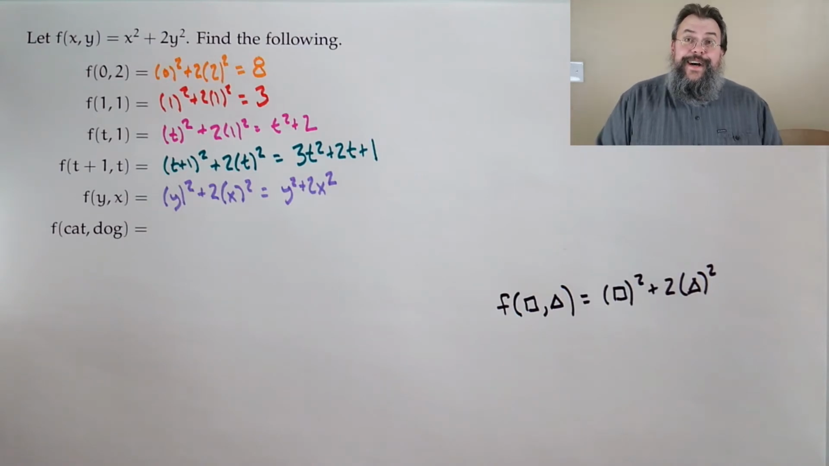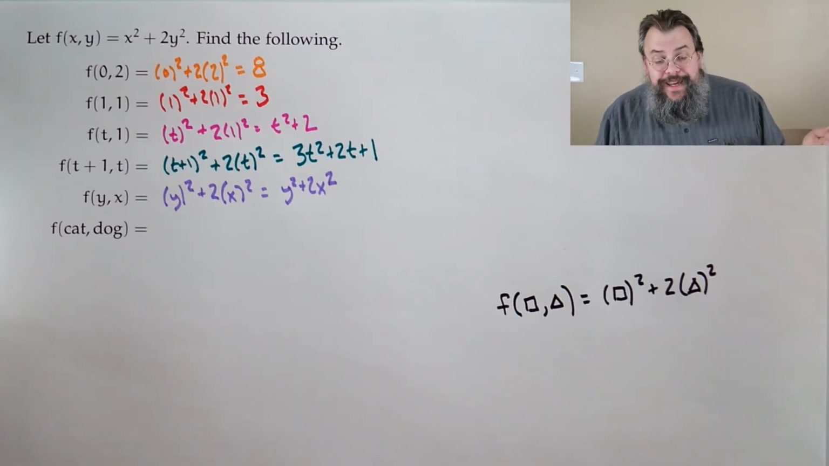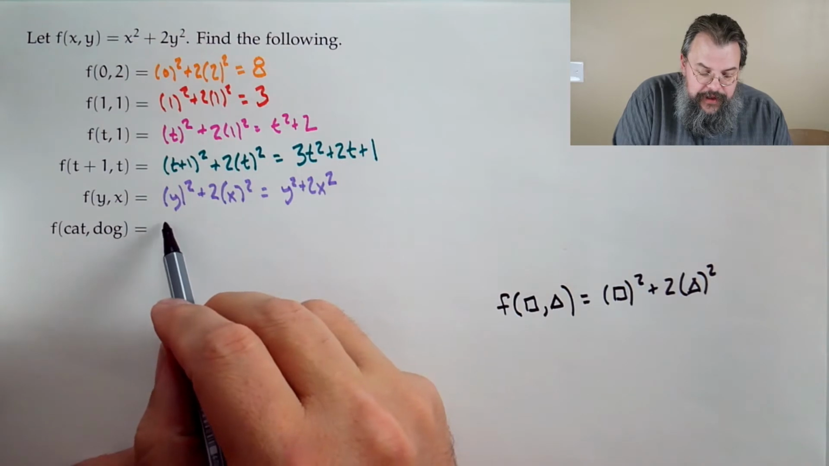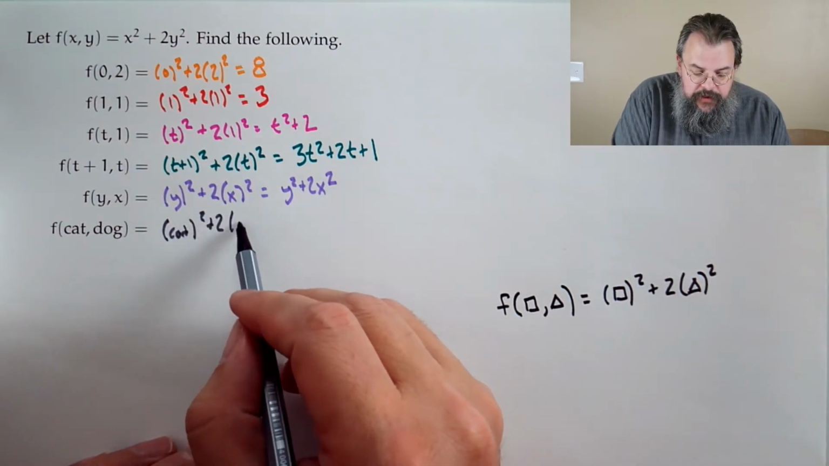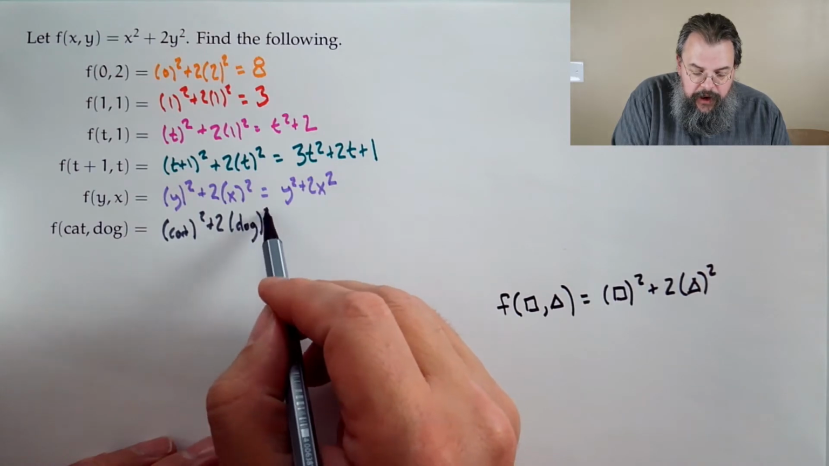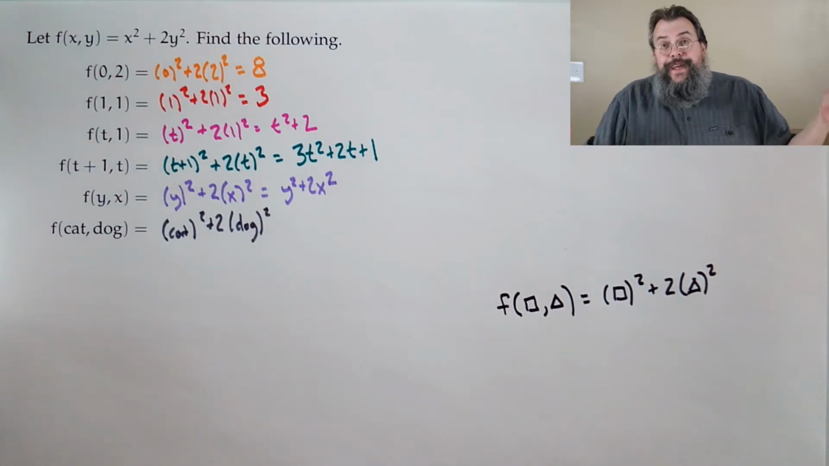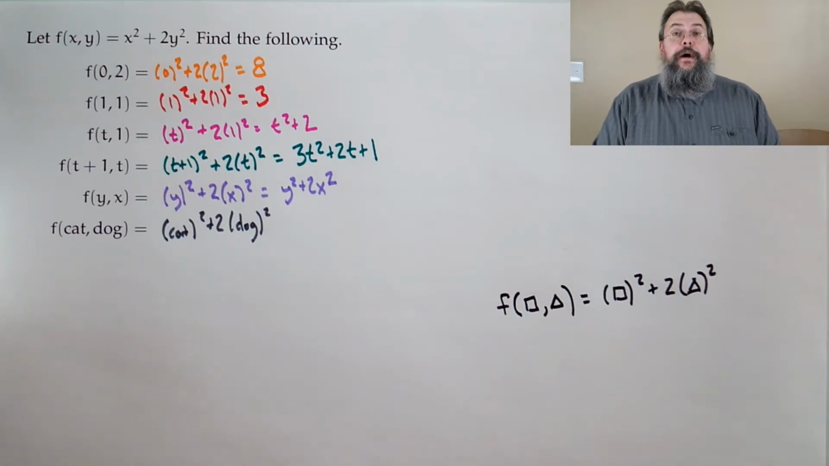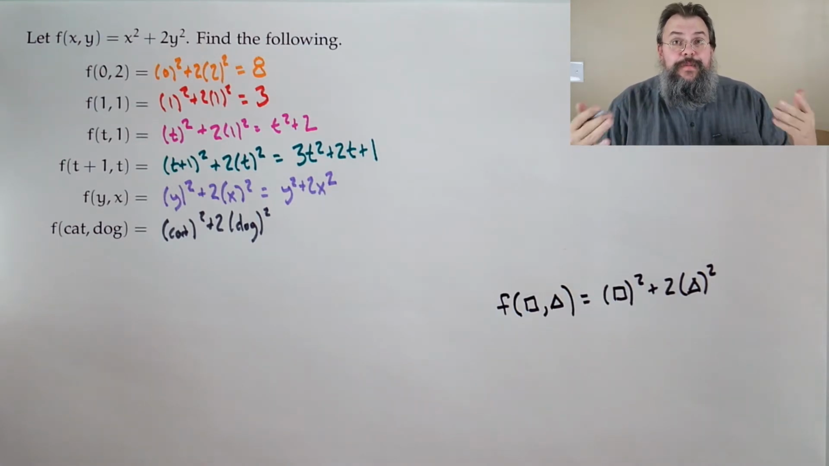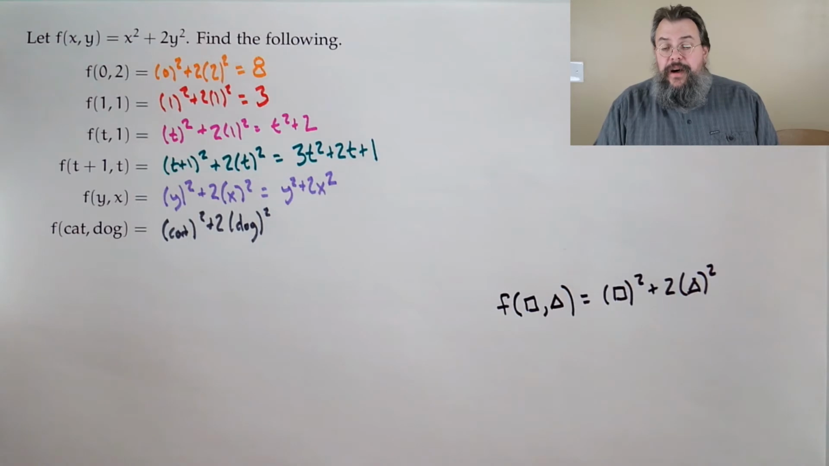So f of cat comma dog would be cat squared plus 2 times dog squared. And at this point, we really can't do anything else because we don't know what to do for those operations. But that's what it would be. And if we were talking symbolically, that would be our answer.